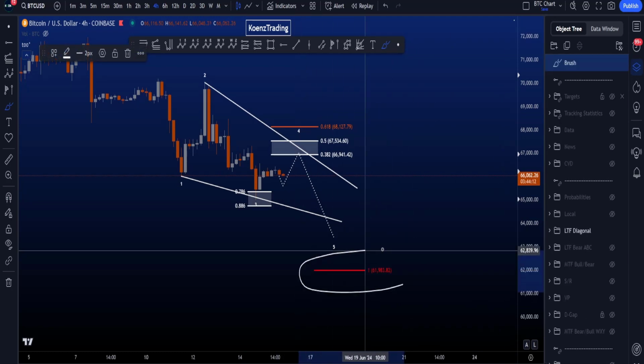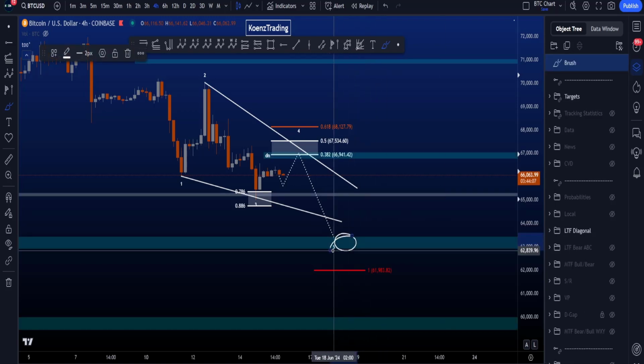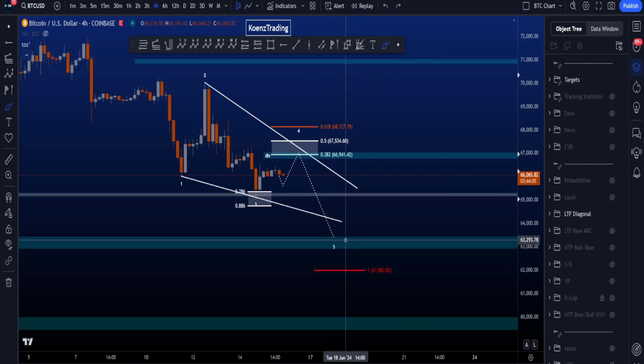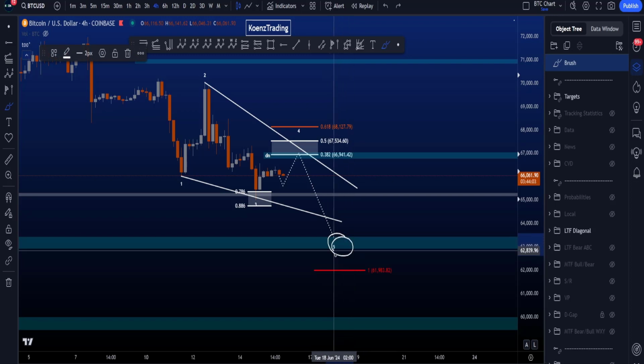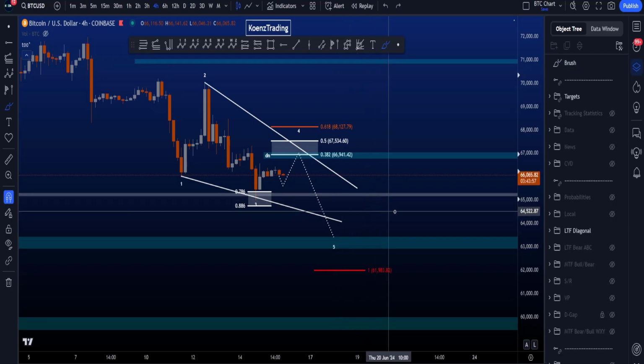The 1-to-1 is also below the important support areas that I have mentioned, summarized by the blue box here on my chart, as you can see. So that makes this area a very interesting area between 63.6k and 62.9k for potential bounce towards the upside.